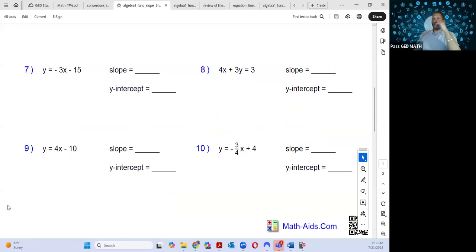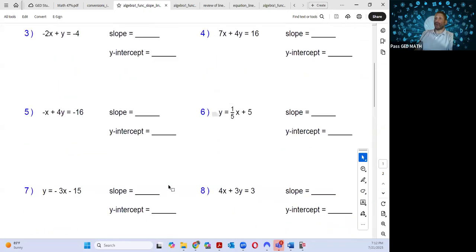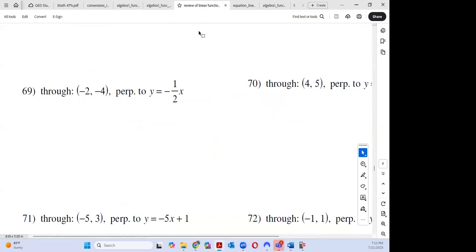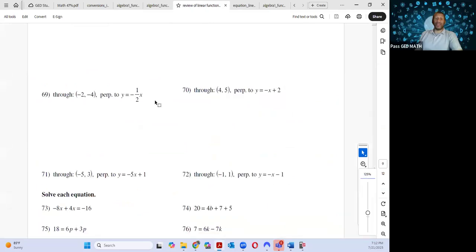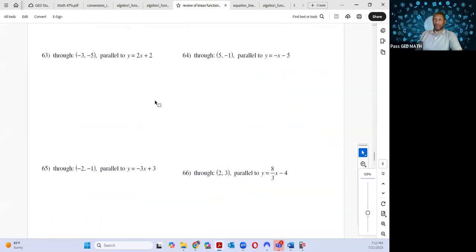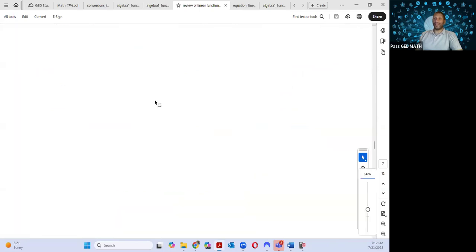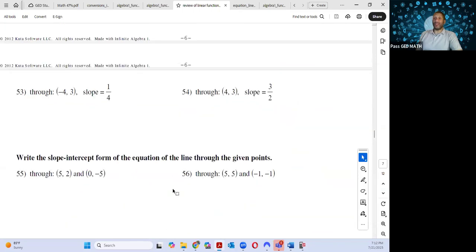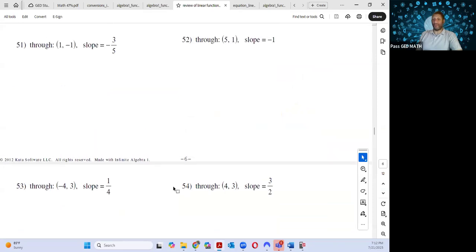So I'm gonna send you the screenshot. I'm gonna send you this worksheet here so you can practice. Now this worksheet is long, but it goes over almost every type of problem, linear equations you may have.